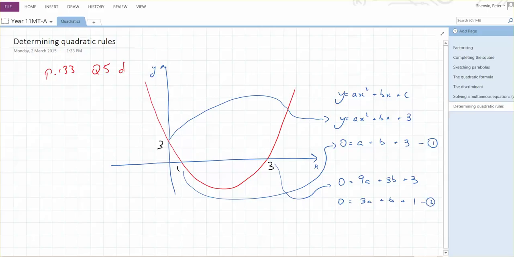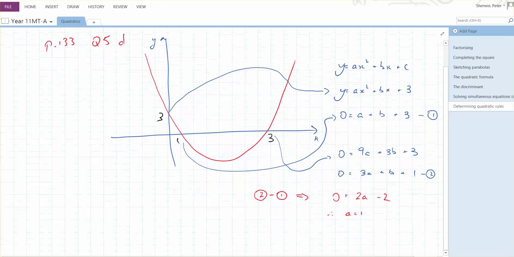Okay, let's have a look here. Now I've got 3a, and I've got b and b, so I reckon if I take equation 2 and subtract equation 1, then the b's are going to disappear, which would be great. 0 minus 0 is just 0 there. 3a minus a is 2a. b minus b, gone. 1 minus 3 is minus 2. So we end up with 2a equaling 2, or a equals 1.